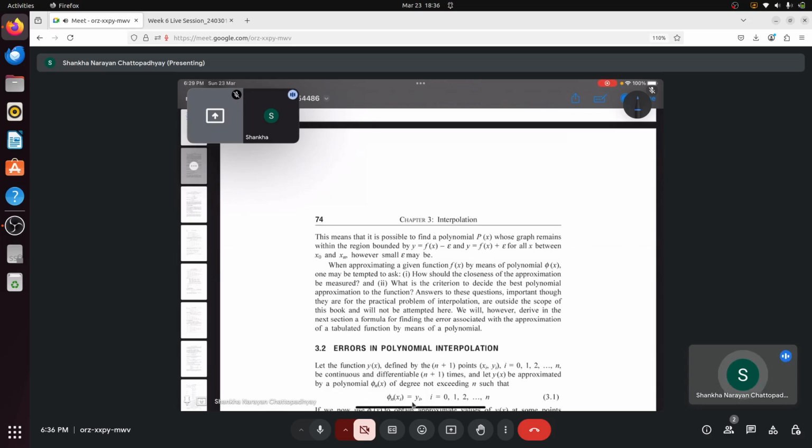Now we are mostly concerned with polynomials. Why are we specifically interested in polynomials? Because polynomials are very nice functions. Why are polynomials so nice? Because polynomials have no problem in continuity, no problem at all in differentiability. So polynomials are actually a very nice set of functions.